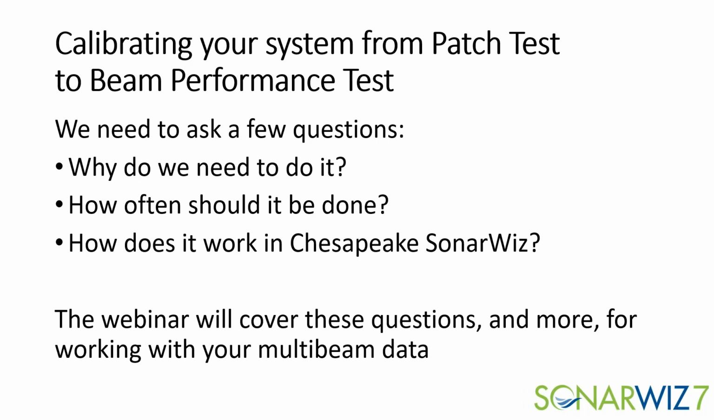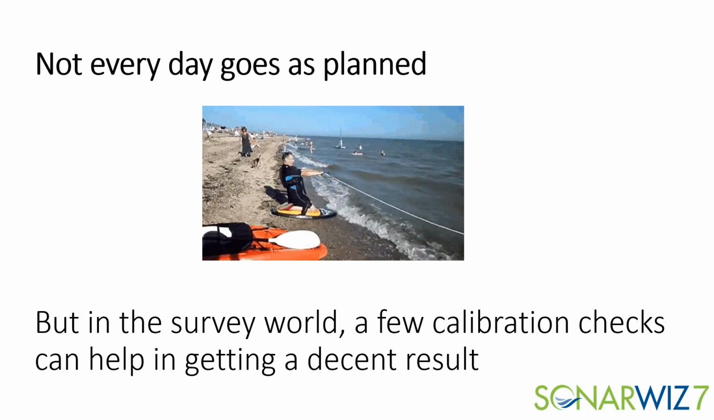So let's get started. We talk about calibrating your system from a patch test to a beam performance test. We ask these questions: Why do we do it? How often should it be done? And certainly, how does it work in Chesapeake Sonar Whiz? Other programs do it the same, or they do it differently, so we're going to see how it works in Chesapeake Sonar Whiz. We'll cover these questions and more with your multi-beam data.